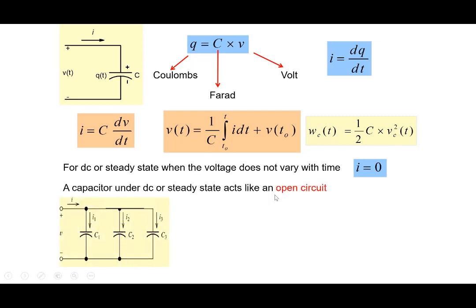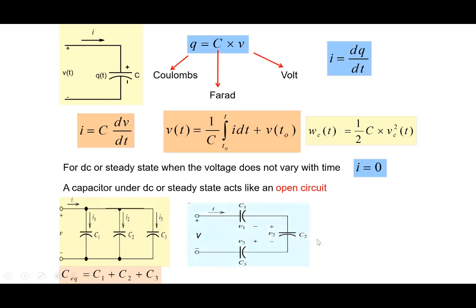Okay. We also know when you take 3 capacitors or more in parallel, the capacitances add up, C1 plus C2 plus C3, just the opposite to resistance. If you have capacitors in series, well, they add up just like resistors add up in parallel, 1 over C1 plus 1 over C2 plus 1 over C3.